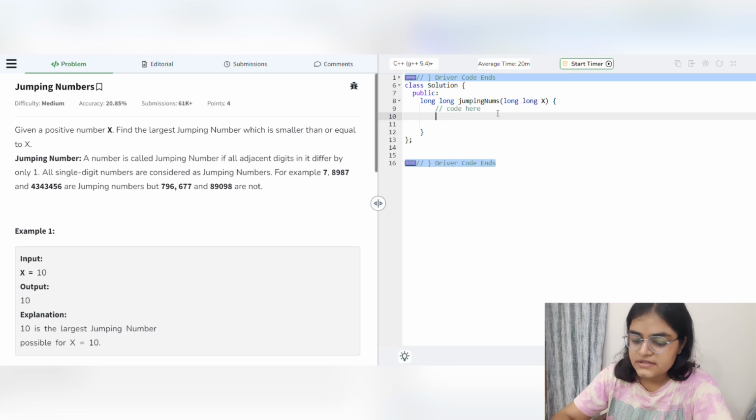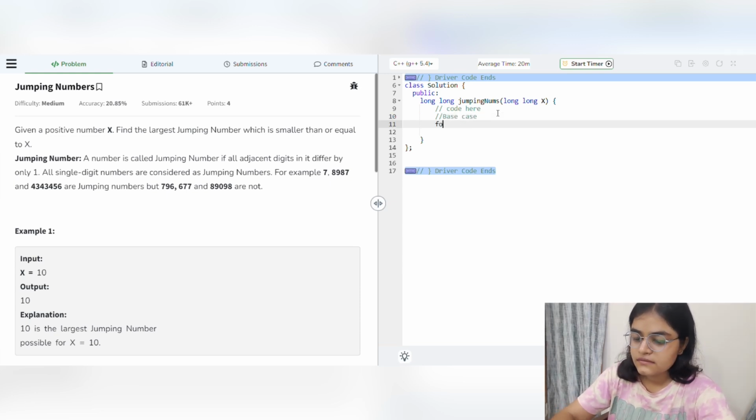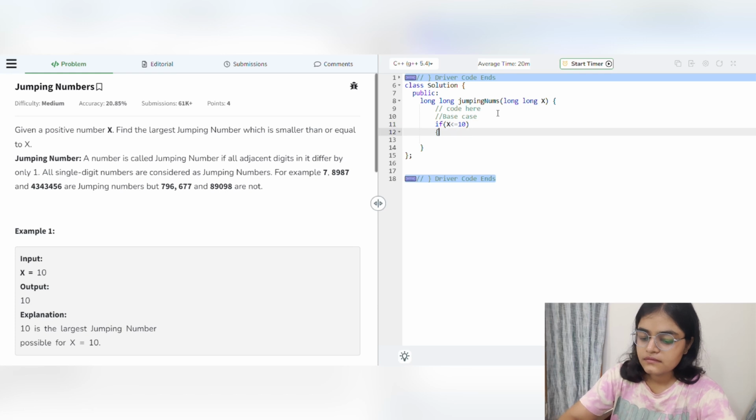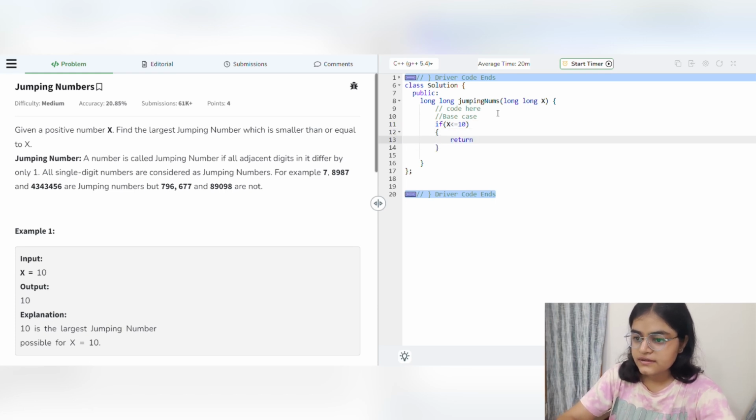Right? So let's first code it and see if our brute force approach is correct or not. Then we'll move on to the better approach with the better time complexity. The base case is if x is less than or equal to 10, return x.